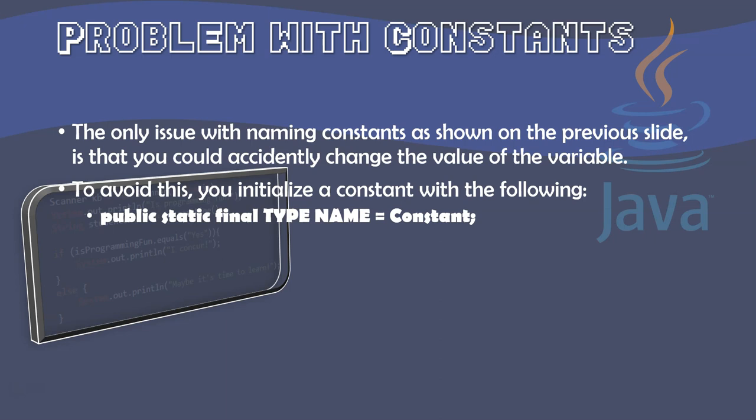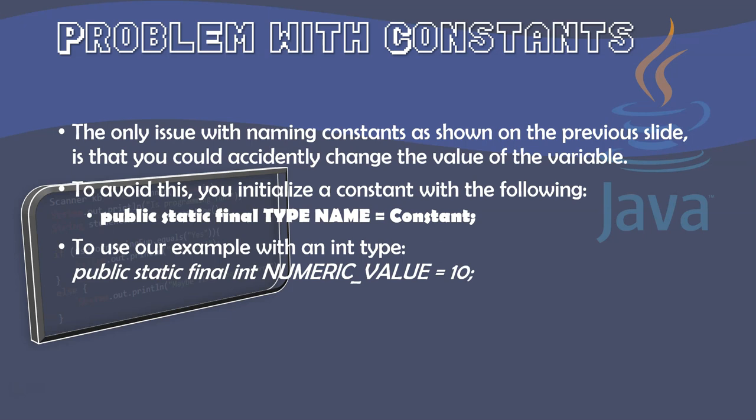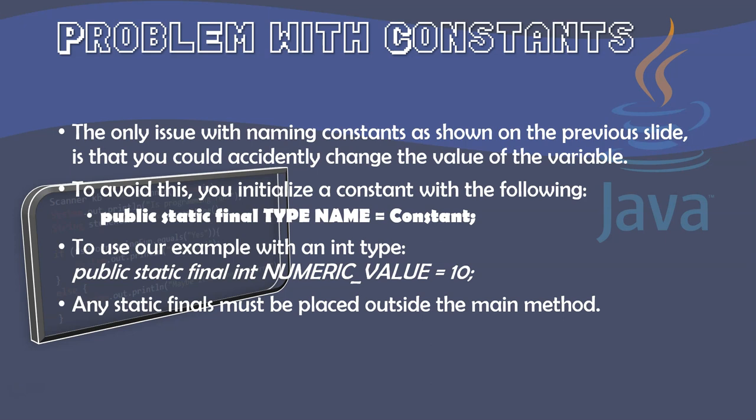We say public static final, then the type, name, equals a constant. So if we use our value from the previous slide, we would change this to public static final int NUMERIC_VALUE equals 10. And you'll see there are a couple of new terms in there that we may not be as familiar with. We're not going to worry about what they all mean. We just know that anything that says static final has to be placed outside of the main method. So before we see public static void main, we are not going to worry about our constants being inside that, because they actually have to exist outside of that. That's another special little thing about constants. They have to be outside of the main method.